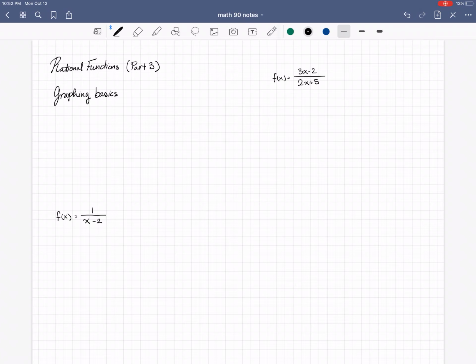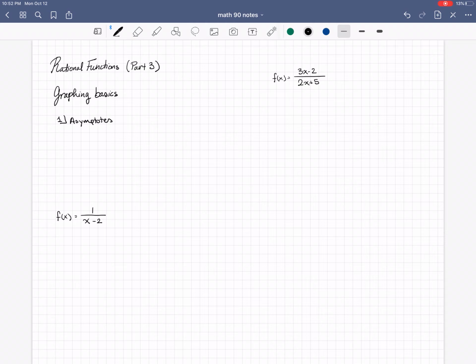So in this lesson, we're going to talk about the very basics of graphing a rational function. We're going to have more in-depth conversations about graphing rational functions later, but for now I just wanted to get down the basics. So the very first piece of talking about the graph of a rational function is talking about its asymptotes.